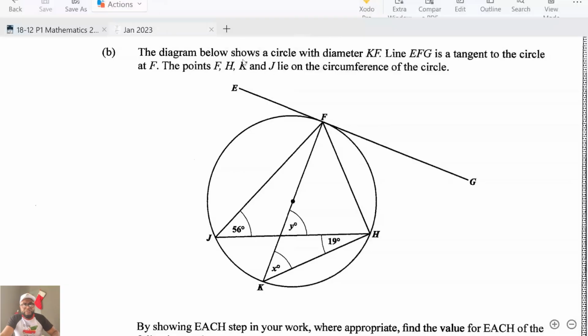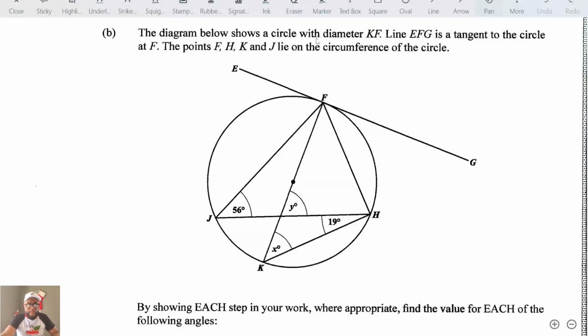Together as one. So the diagram below shows a circle with diameter KF. So understand where KF is. Line EFG is a tangent to the circle at F, right? So you get a tangent here. So we have a tangent to the curve, right? Then the points F, H, K, and J lie on the circumference of the circle, right? But we don't have a cyclic quadrilateral here. I was looking to see if there's a cyclic quadrilateral, but there is none.